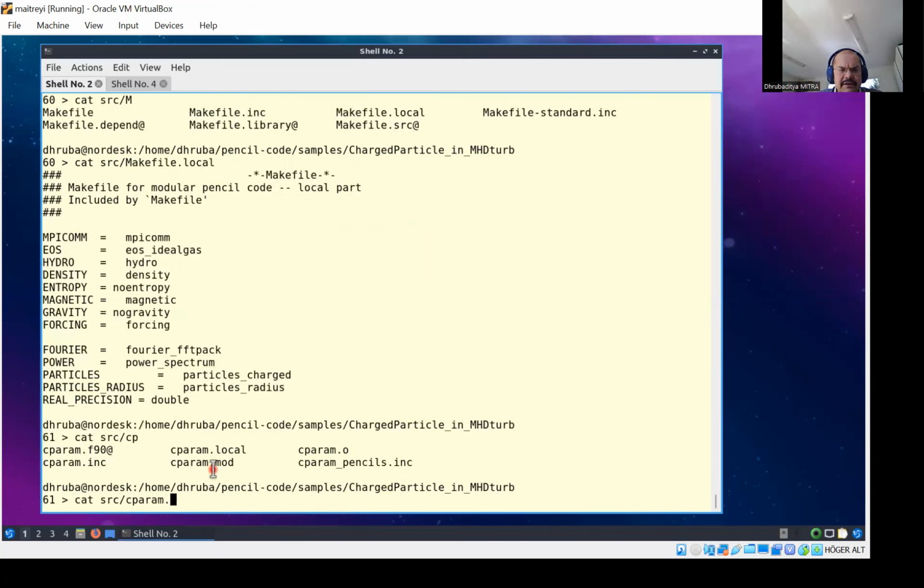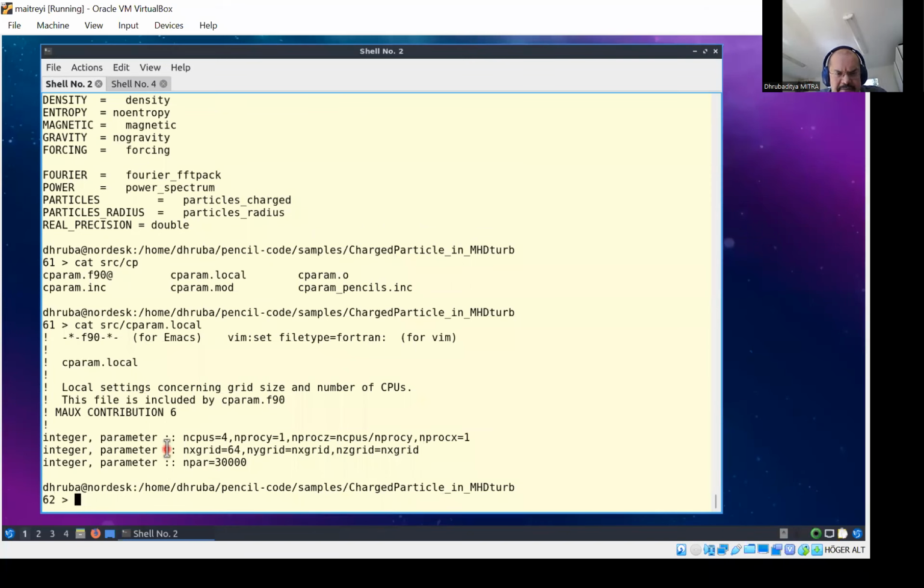And then we have the cparam.local. So in the cparam, you see number of CPUs 4, number of processors in the Y direction 1, in the Z direction whatever you obtain from this, and number of processors in the X direction is 1. X grid is 64. This is basically a 64 cube simulation. And there are 30,000 particles. So that's the first particle quantity that you have. The other quantity is the MAUX contribution 6.